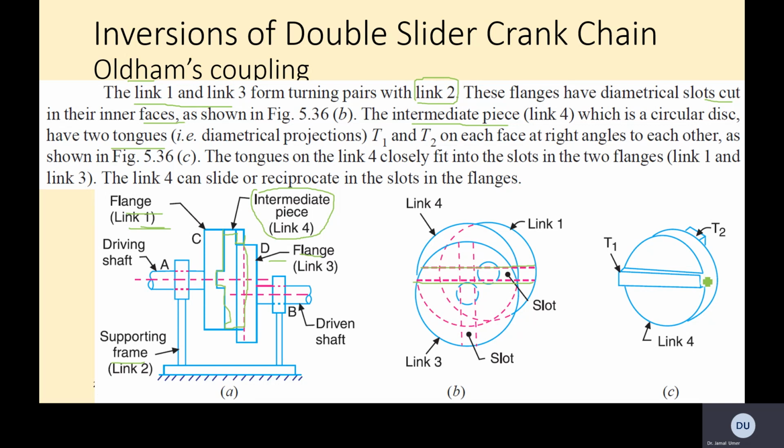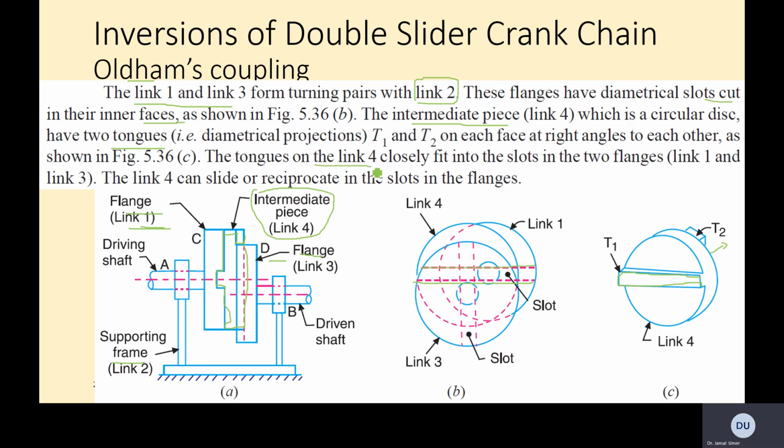So it has two protrusions at 90 degrees. This protrusion is basically a tongue, just outside of the geometry. One on this side, one that way, one this way, and one that way basically.